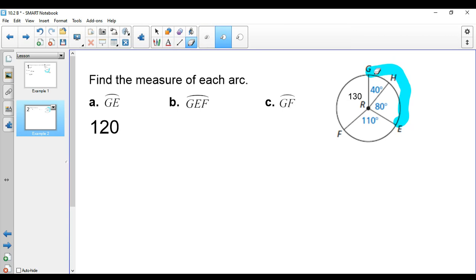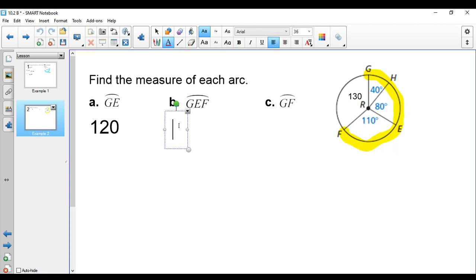GEF is going to be a major arc, more than half of the circle, starting at G, going through E, and then going to F. So for that one, we have 40 plus 80 plus 110, which again gives us 230 degrees.